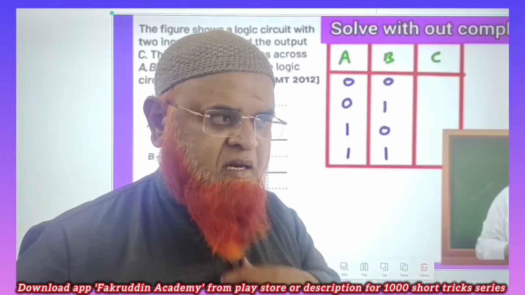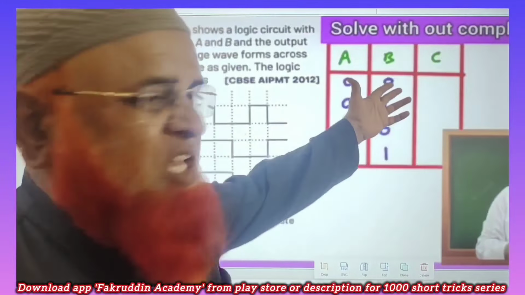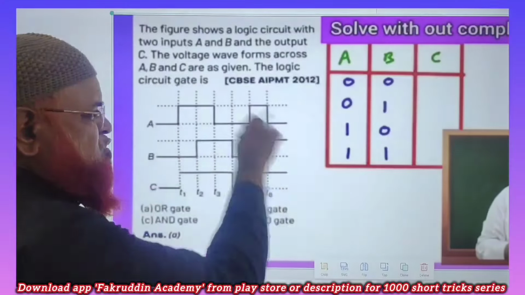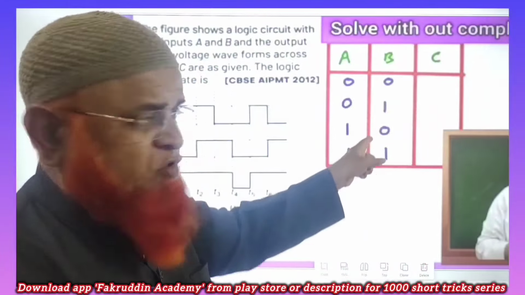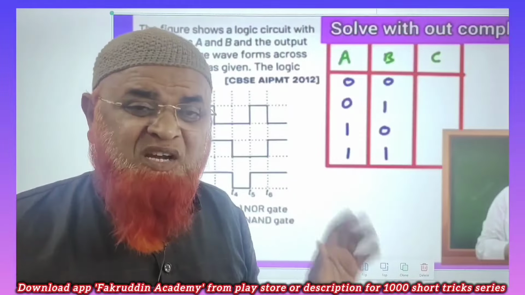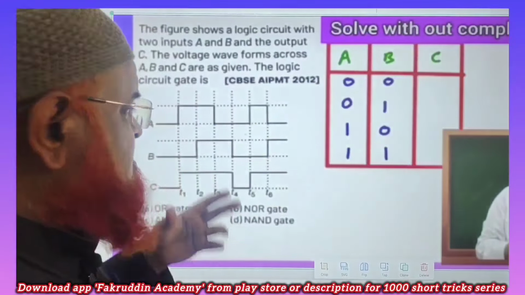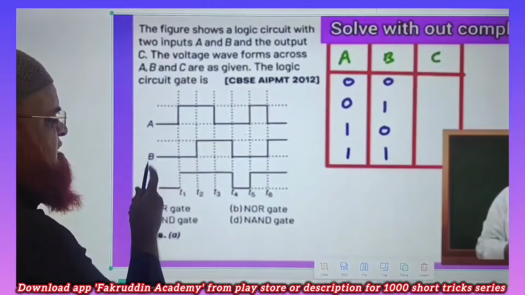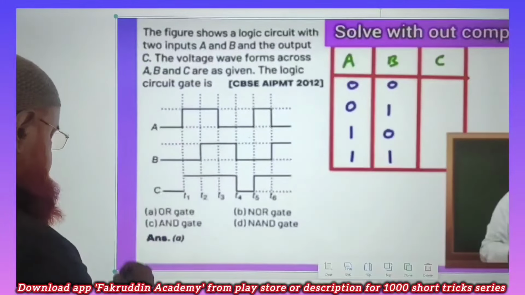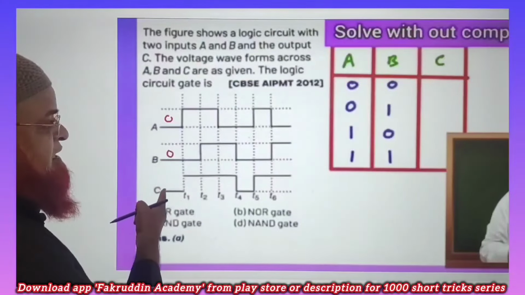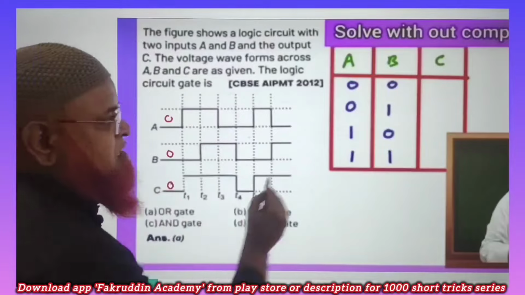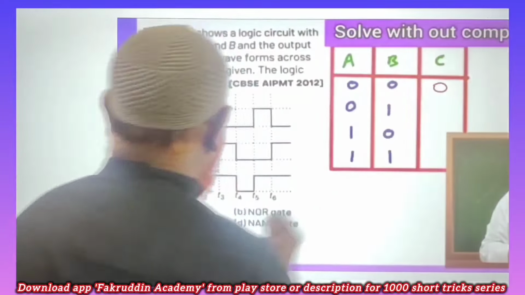My dear students, see here. How to solve this problem without even completing this square wave? The shortcut here is, you just choose the four values and find out the solution and get the correct option. This is the shortcut here. You can just see here. A is 0, B is 0, then C is also 0. That means 0, 0 is 0 here.